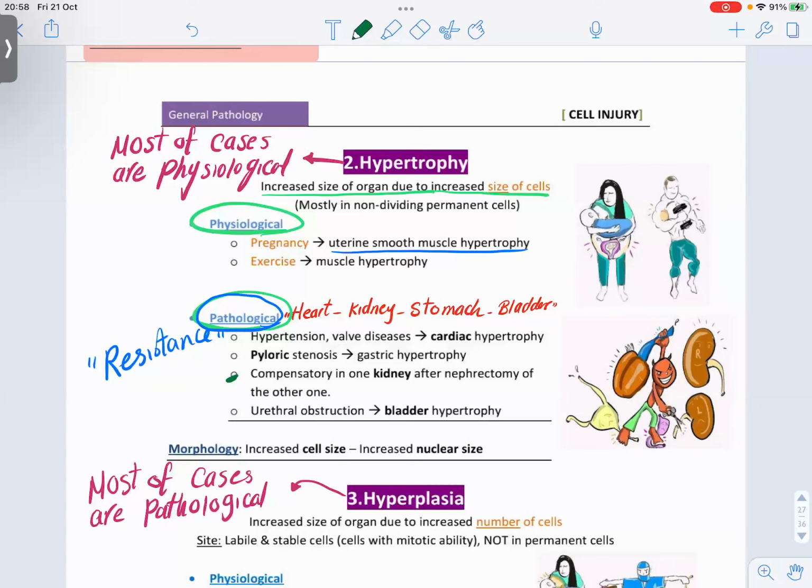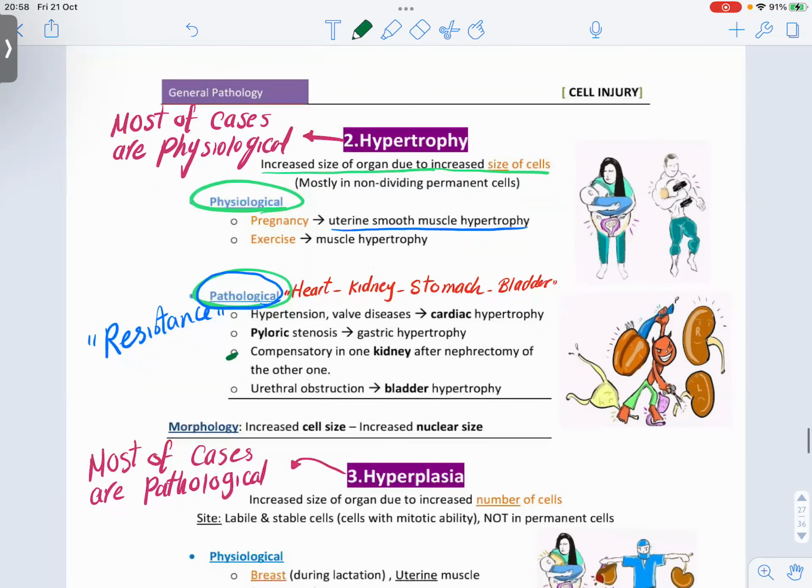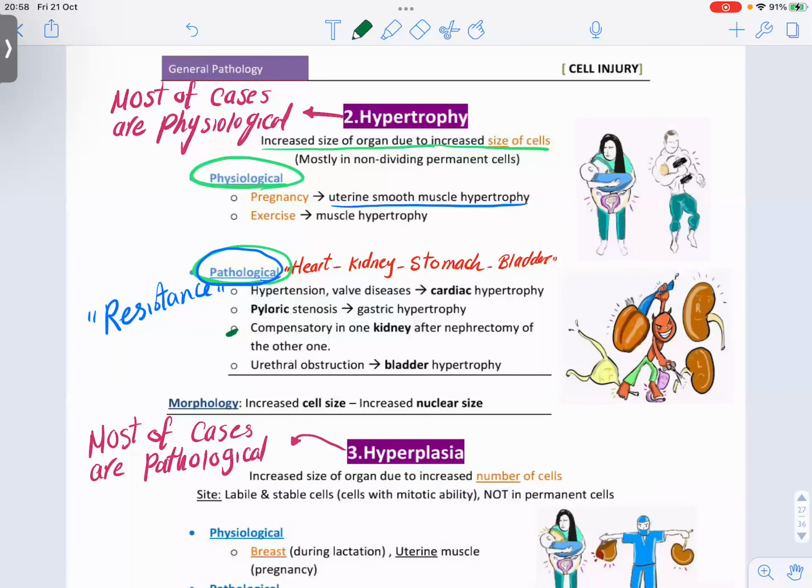Also in the stomach, when the pyloric sphincter is closed, the stomach tries to push the food into the intestine against the resistance. Also in the urinary bladder, when you get some obstruction in the urethra, the bladder will start to push the urine against this resistance, so the bladder will start to be hypertrophied.